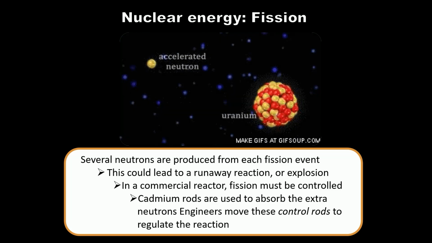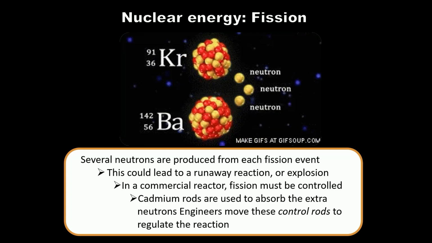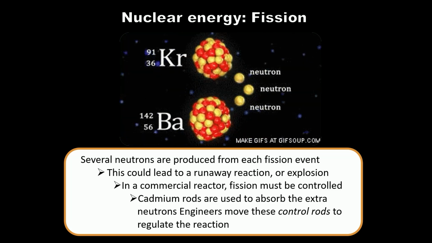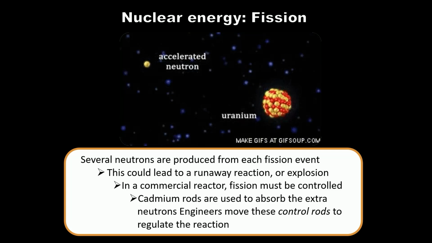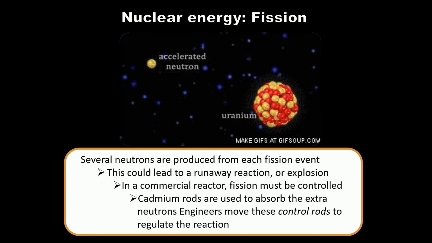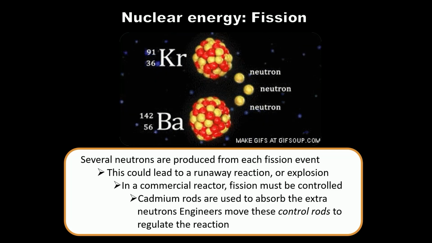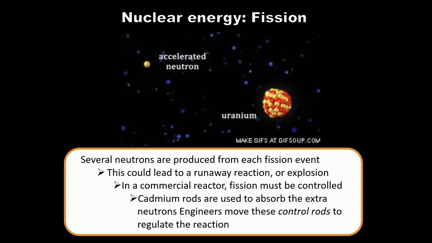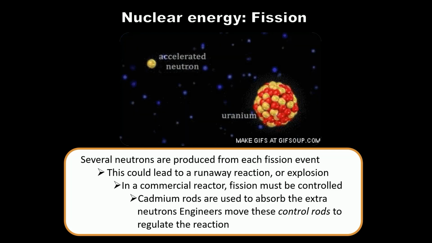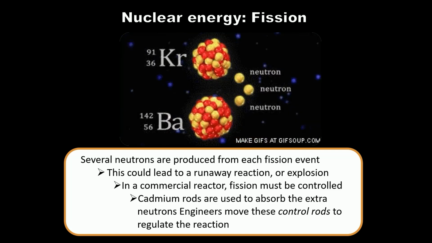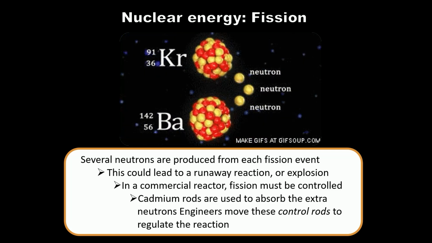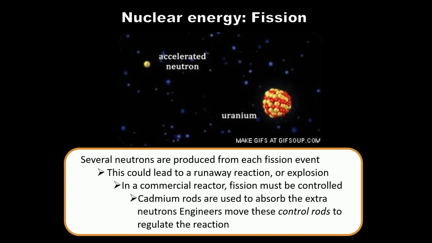The other thing that's important here is that if you add up the mass of barium and krypton, that's the number at the top here, 142 for barium and 91 for krypton, you're going to come to 233. The mass of uranium is 238. So we went from 238 to 233 between these two. Where'd the rest of the mass go?